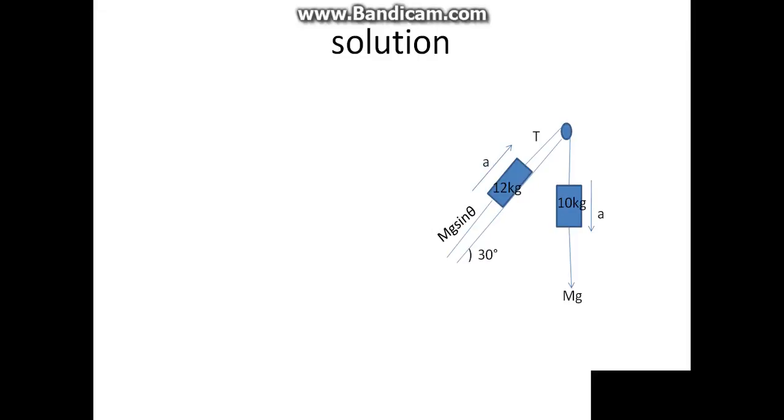A body of mass 10 kg is hung over a pulley that will pull a body of mass 12 kg along an inclined plane at an angle of 30 degrees. We are asked to get the acceleration of the body of mass 12 kg and the tension, and the acceleration of the body pulling down the 10 kg body and the tension.